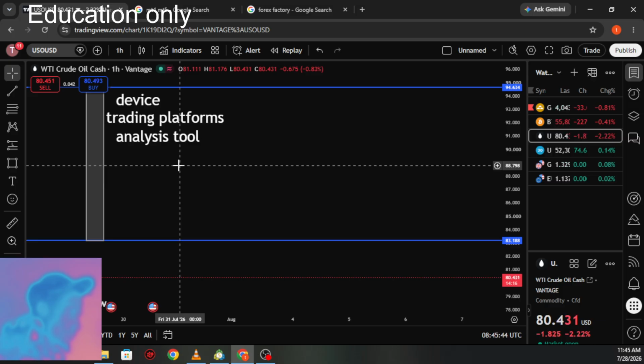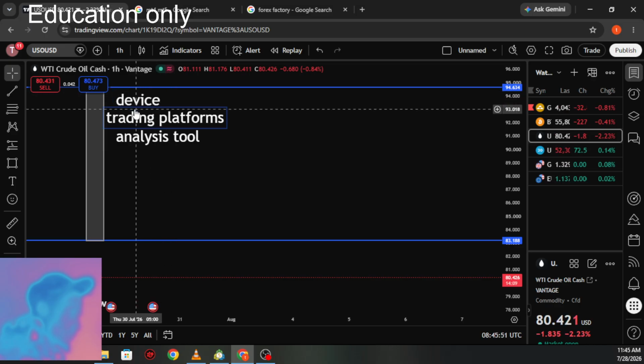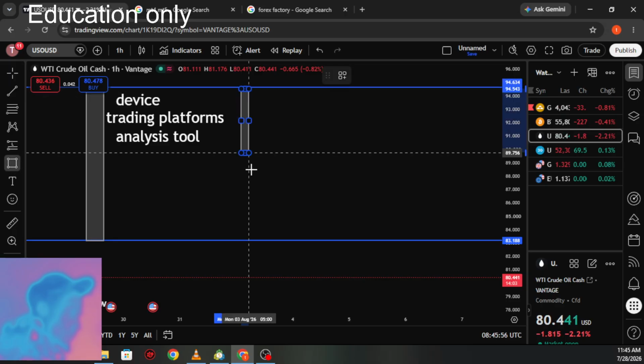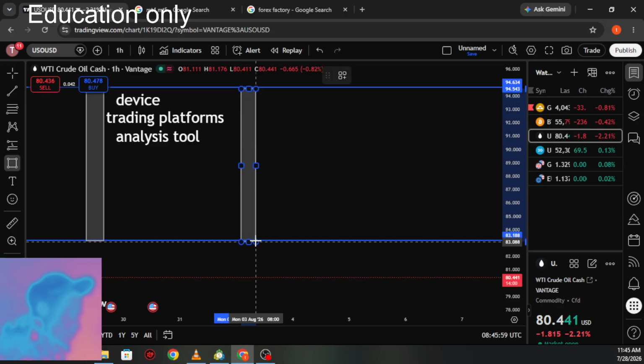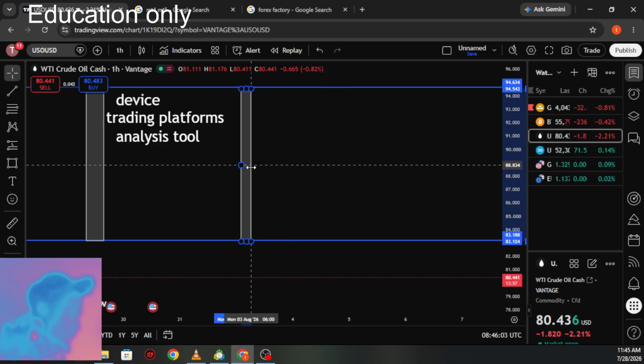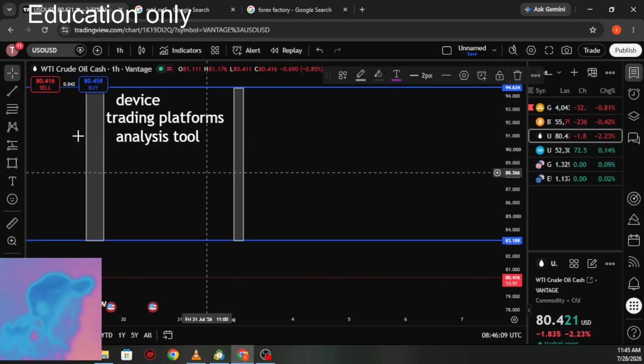And with these, we are going to cover each one of them. When it comes to devices, this is a phone, this is a laptop. We don't need to go into much detail as to what device we should use. But you should at least have one of the two, either a phone or a laptop. If possible, have both because it makes things easier. So we are going to go to the trading platforms.